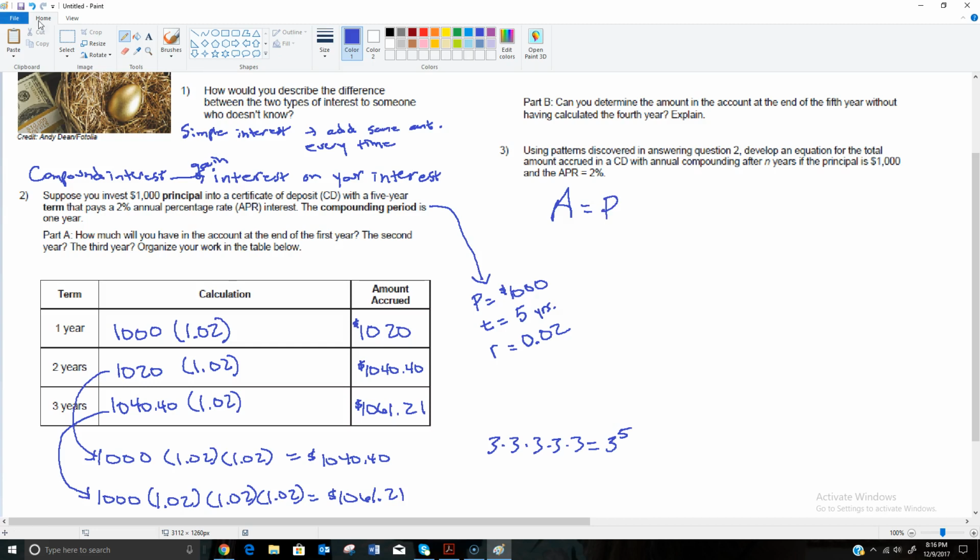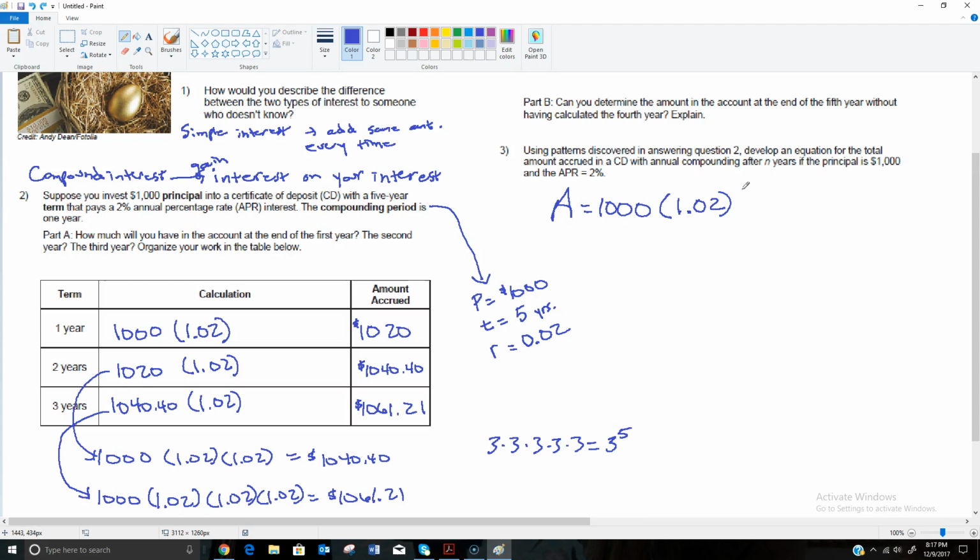Let me write it with this problem instead of in general. So for this problem, we start with the principal, which is $1,000, and then we multiply it by 1 point and then whatever the rate is. So the rate here is 2%. So if it was a 7%, we do 1.07. If it was 3.2%, we do 1.032. And then we multiply that 1.02 by as many years as there are, or we take it to the power of as many years as there are. And that would get us the year.